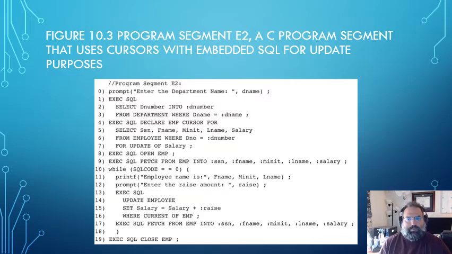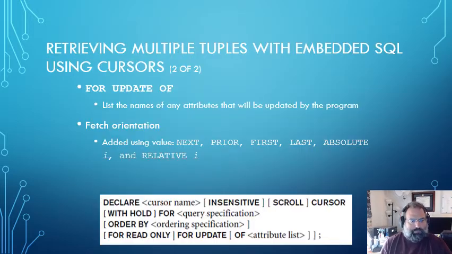So here's an example of using cursors inside of an embedded SQL program inside of what looks like a C variant. Retrieving multiple tuples with embedded SQL using cursors: for update of, list the names of any attribute that will be updated by the program; fetch orientation: next, prior, first, last, absolute i, and relative i. And this is basically a way of declaring a cursor.